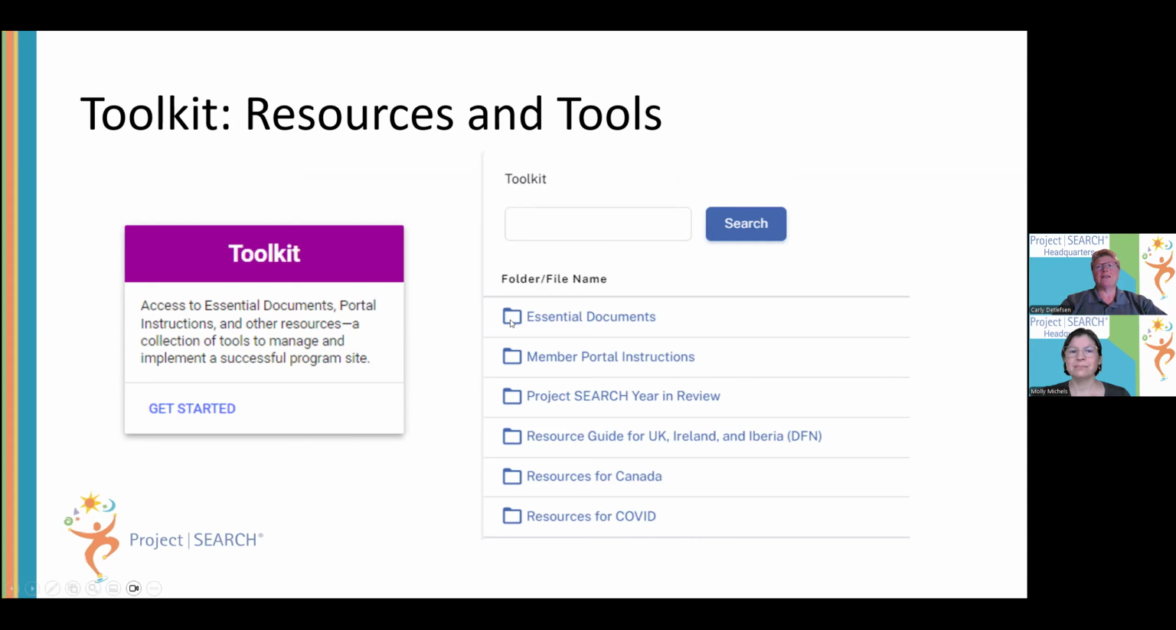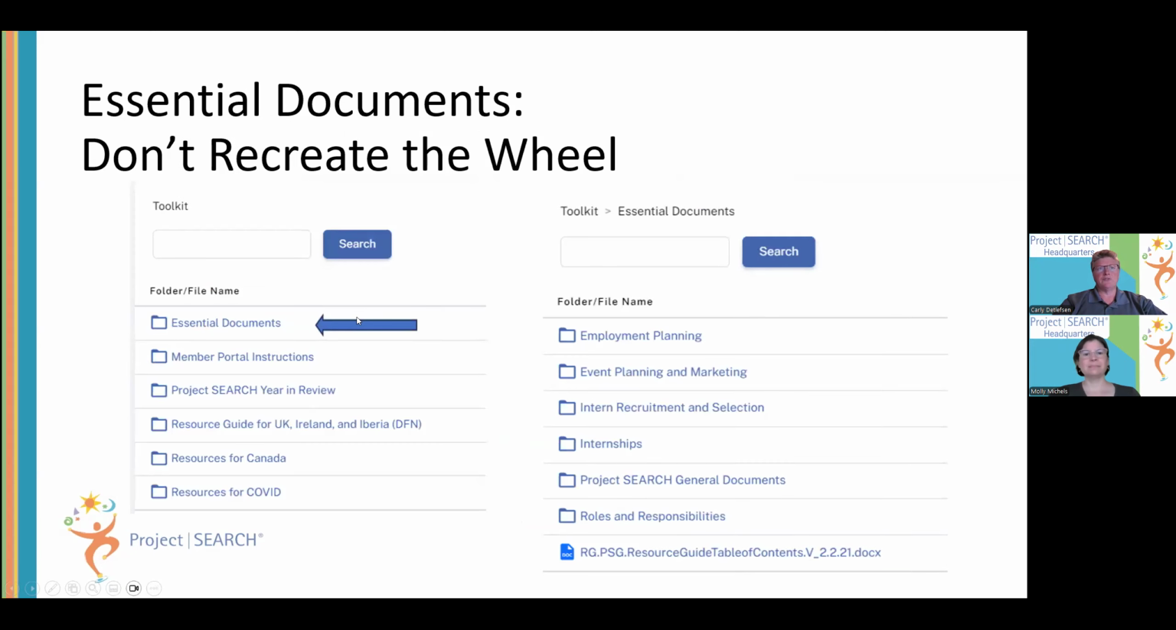But essential documents is the one that you're probably going to use the most. And again, in essential documents, you're going to have a variety of folders. This is where all of the resources are to run your program. So any tools and resources you need to help with the employment planning meetings are going to be in this folder. So things like the intern PowerPoint, the intern script. So anything related to employment planning meetings, you're going to find them in that folder.